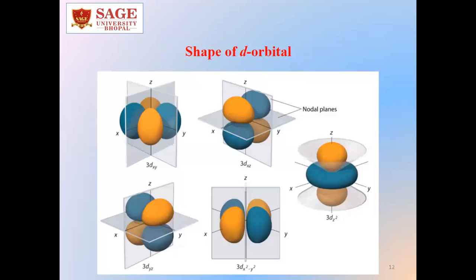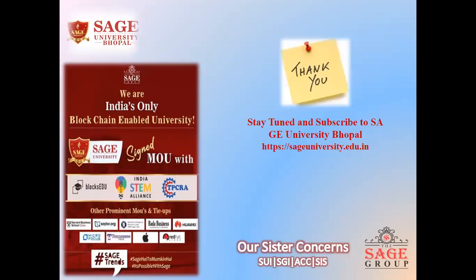So in the shapes of the d orbitals, there are 4 lobes, and as we have seen, there is a plane in between two lobes. In the case of d orbitals, there are 2 such planes, which are known as nodal planes. That means the probability of finding an electron in these planes is 0. So this was all about the shape of a d orbital.